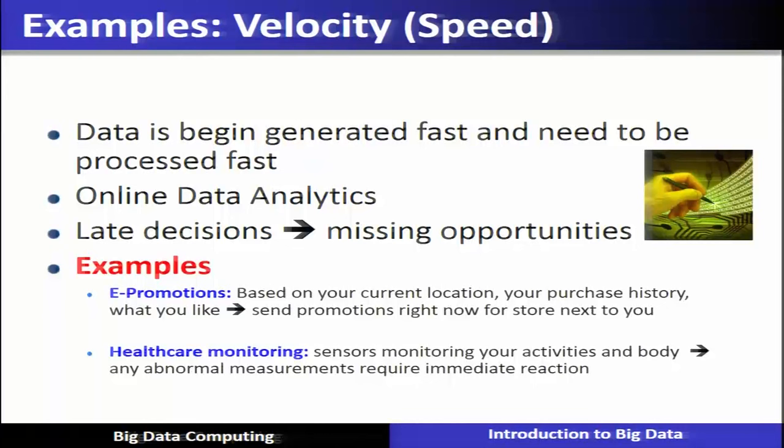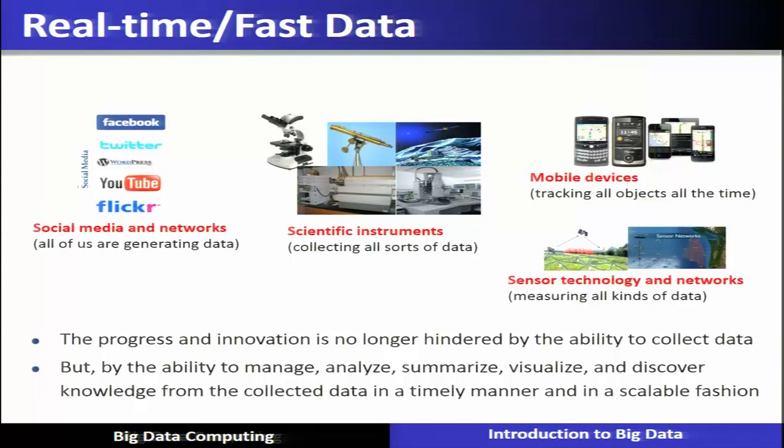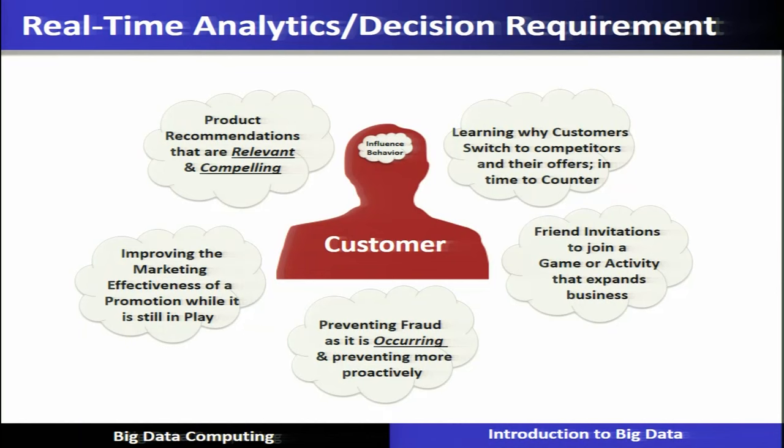Examples of such cases are e-promotions and healthcare monitoring, where sensors monitor your activities and body and alert you to any abnormal measurements which require immediate attention or reaction. So, this gives real time, or fast, data, and nowadays social media and networks contribute in this dimension, and this data has to be not only captured but computed in real time. Similarly, for scientific instruments, mobile devices, sensor technology and networks, this kind of dimension, the real time analysis or decision making, is very much required.